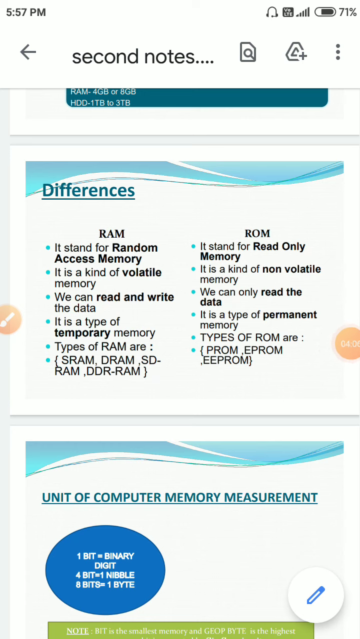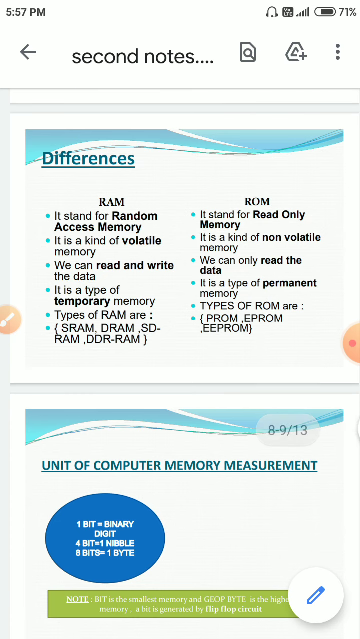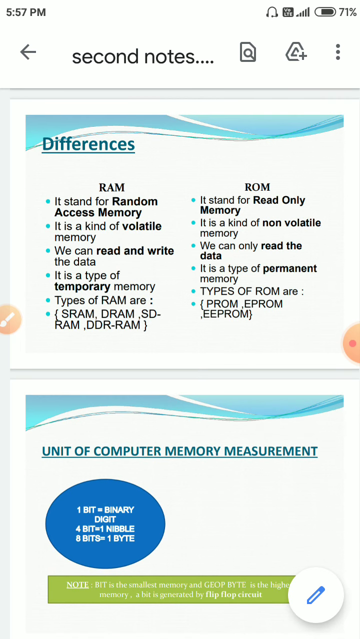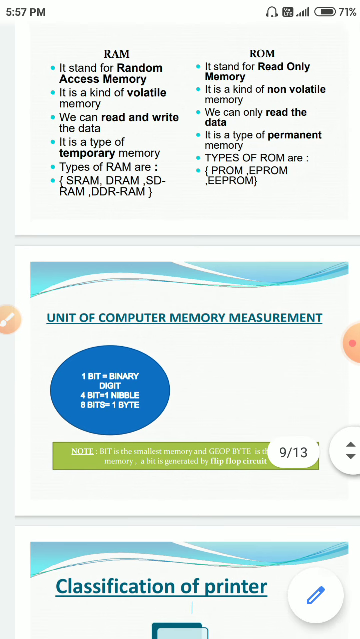Types of RAM are: SRAM means static random access memory, DRAM means dynamic random access memory, SDRAM means synchronous dynamic random access memory, and the last DDR-RAM means double data rate random access memory. Types of ROM are: PROM means programmable read-only memory, EPROM means erasable programmable read-only memory, and the last EEPROM means electrically erasable programmable read-only memory.